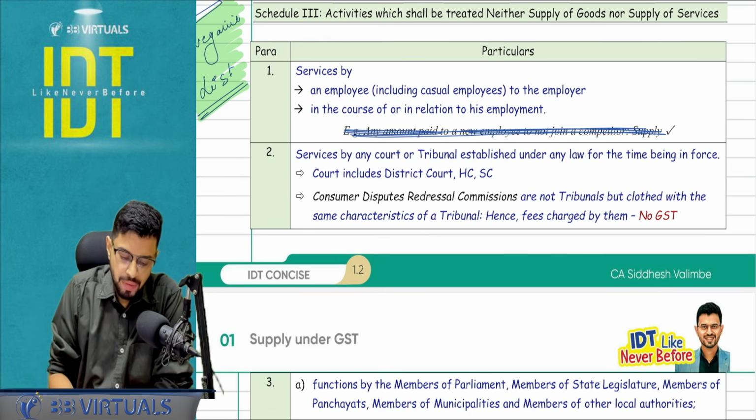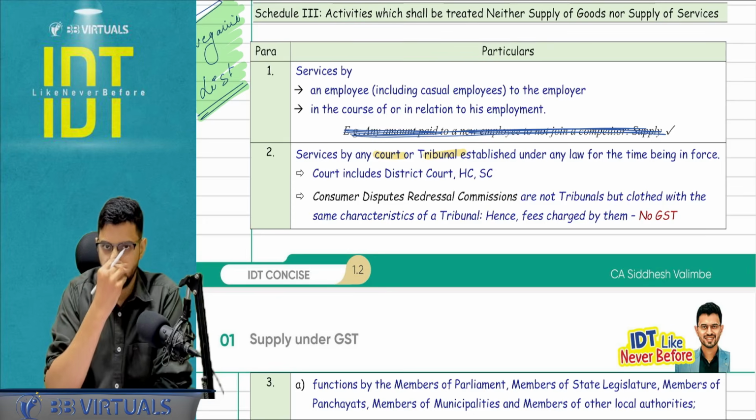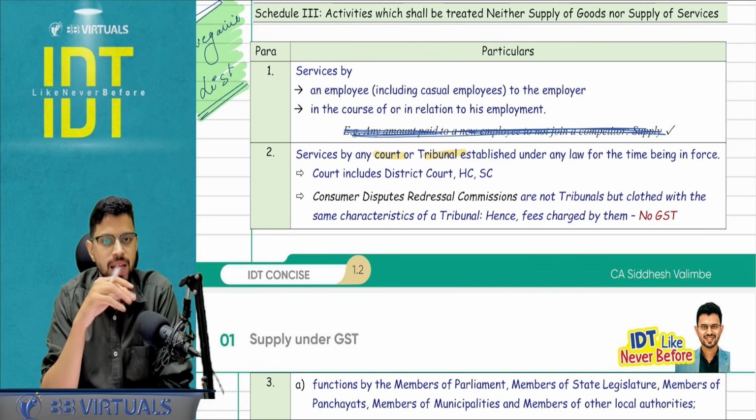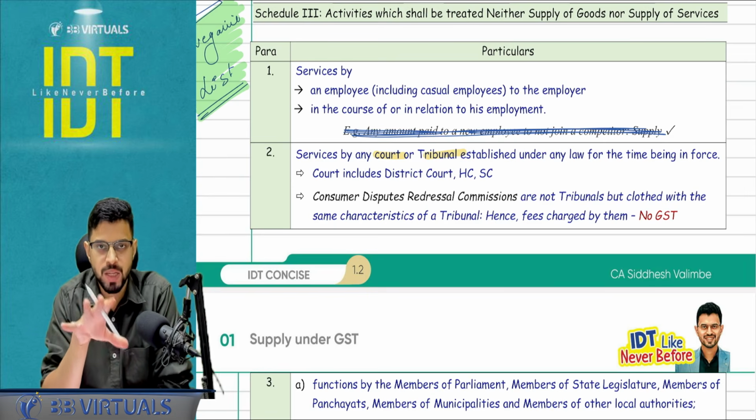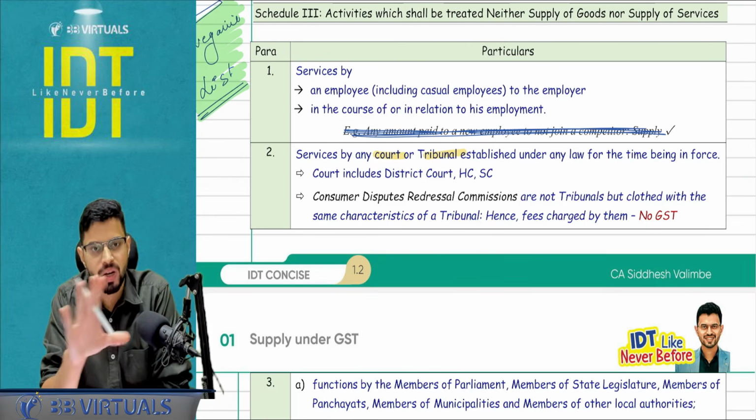Services by court or tribunal. Getting justice in India is already very expensive, very time consuming. Heavy lawyer fees are going to be applicable. Let's put the services by the court. Means basically you have to pay the fees to the court for a case. Those fees are not under GST.